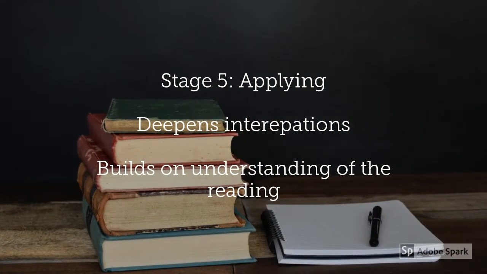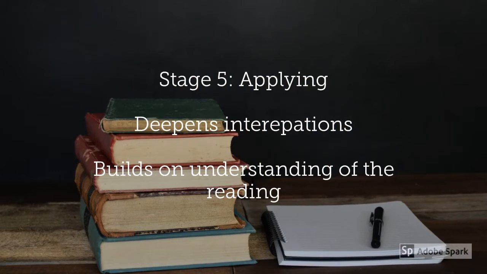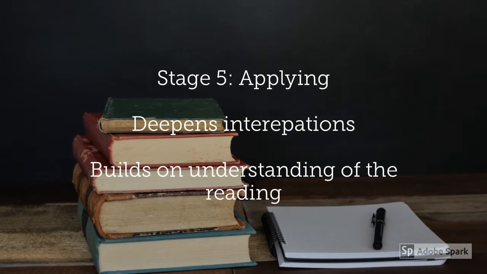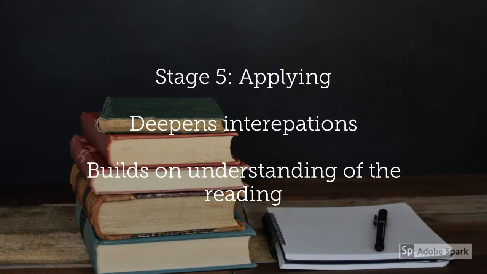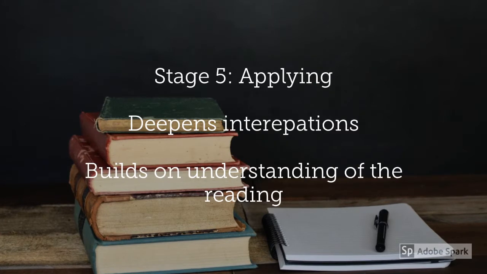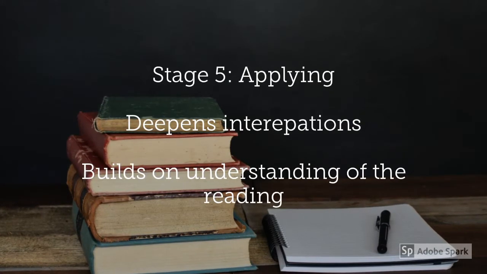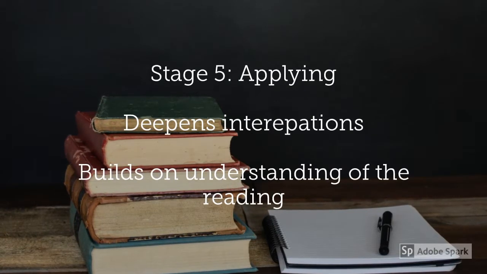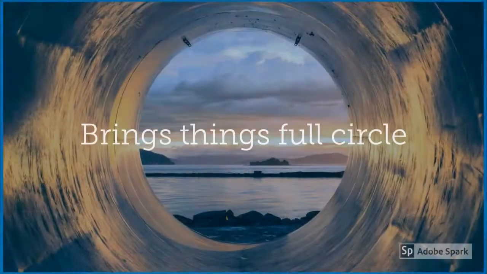Stage 5 is the applying stage. Here, students deepen interpretations of what they have read, and they build on understandings of the reading. They do so by creating oral language projects. They can dress up as a character from the book, hold a discussion about the book. Written language projects, they can research and create a project about the author, retell the story from another viewpoint. In visual language projects, they can create a scrapbook about the book or make a movie about it.